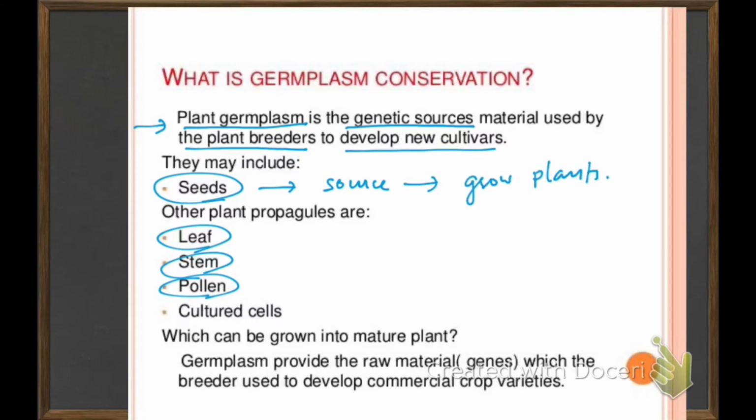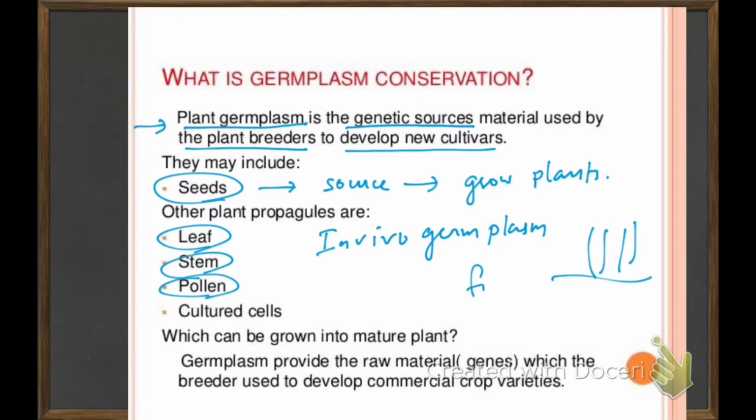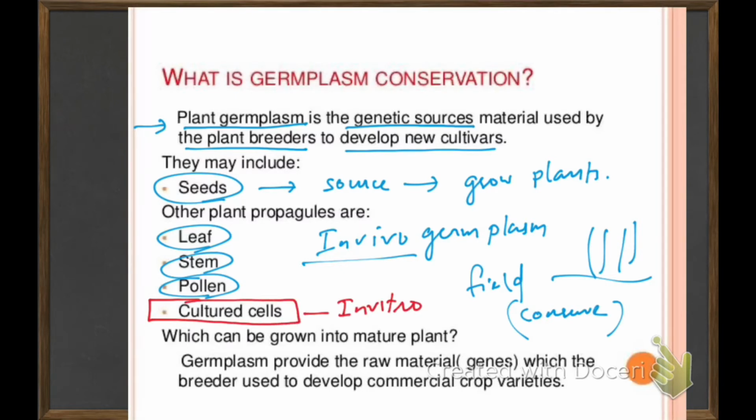All these methods are known as in vivo germplasm conservation, or we can grow the different varieties of plants in the field and conserve them. That will also come under in vivo germplasm conservation. Another important technique of germplasm conservation, in vitro, is using cultured cells.